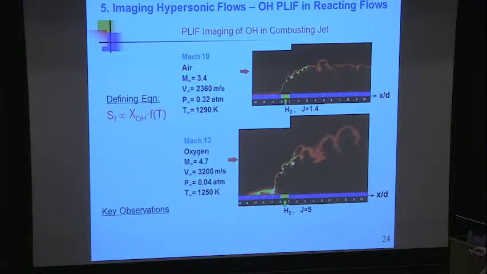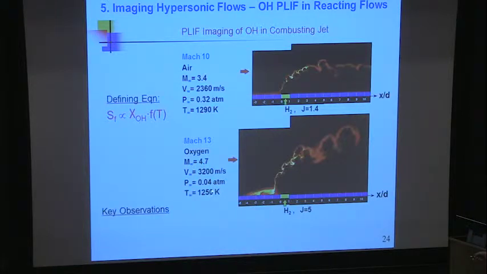Now we look at some single-shot images of the OH in this combustion flow. So here's the hydrogen coming in. Here's the cross stream at 1300 Kelvin and 2.3 kilometers per second, which corresponds to Mach 3.4 in air. And in this case, we've done my trick, and we've said that this signal is proportional to the mole fraction of OH times some function of T. If you look at this, you can at least reveal the structure. You can see the penetration distance. You can see that it burns.